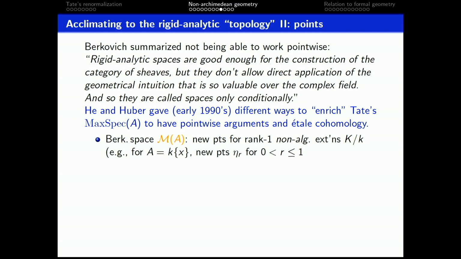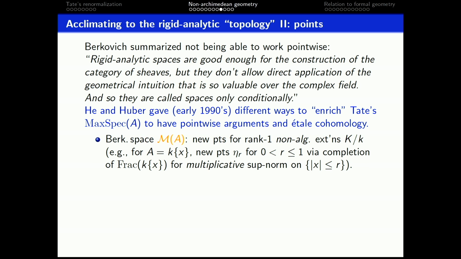So for example, if you take the closed unit polydisk, then for each r from 0 to 1, you can take the sup norm on the closed disk of radius r. This turns out to be multiplicative, so it extends to an absolute value, and you can take the completion. That gives you a point. These wind up being new points in the Berkovich space associated to this ring, so you even get a collection of points parameterized by a real number. And this will give rise to interesting path connectedness in this space, which is really bizarre when you first encounter it.